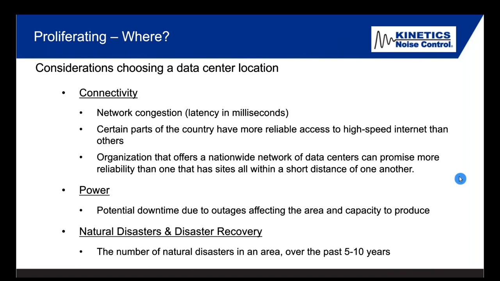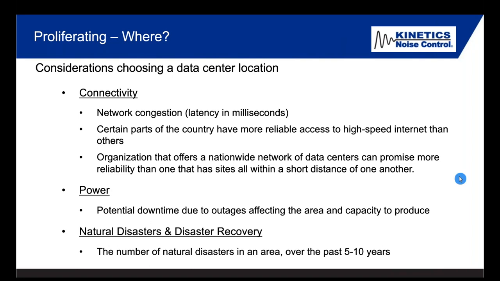Certain parts of the country, or parts of the world, have more reliable access to high-speed internet than others. What we found out too was you may see a bunch of data centers in a territory, like maybe 3-4 campuses. But organizations tend to not just have that territorial campus of data centers. They'll spread them all over the world or all over the country because it's more reliable that way. In case one area has an issue, they can immediately transfer over to another part of the grid, if you want to say.